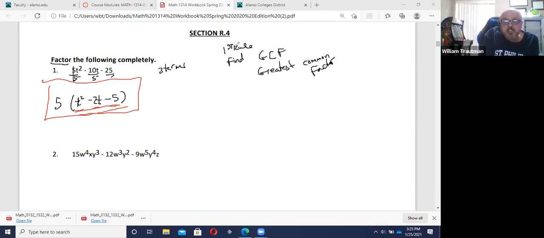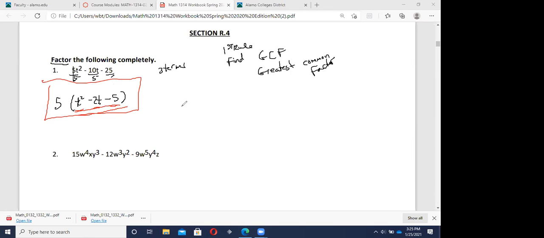Question, go ahead. So my problem with factoring in high school is always knowing when to stop. Is there like any for sure way to know when you should stop?